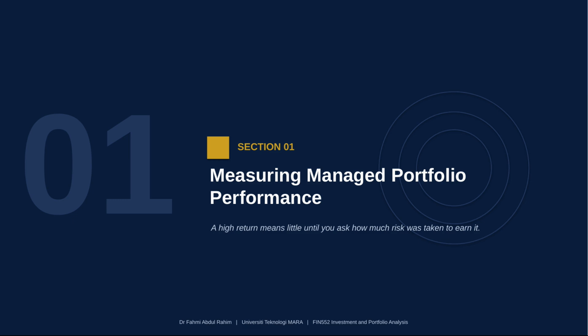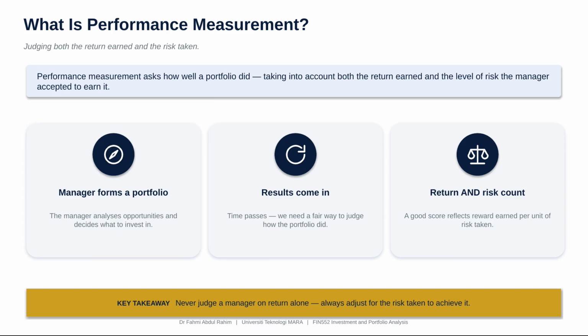In this section, we will define performance measurement, set out the 2 core abilities a manager needs, and then look closely at the 2 ways a manager adds value: market timing and security selection. Let us start with the basic idea. Let us define performance measurement properly.